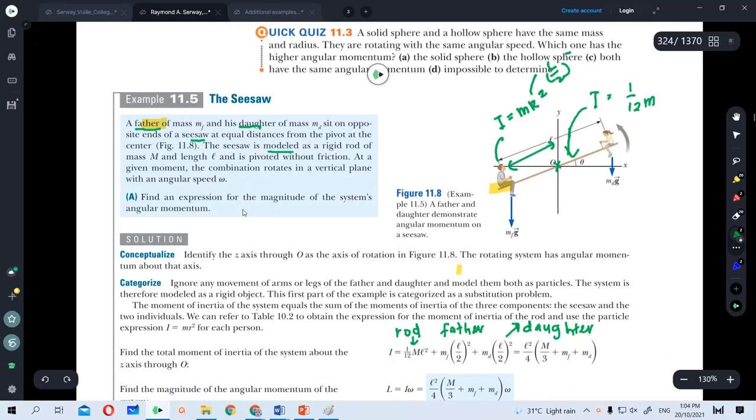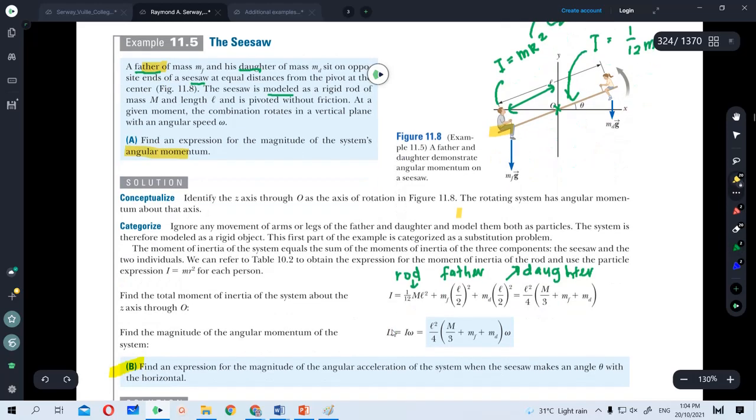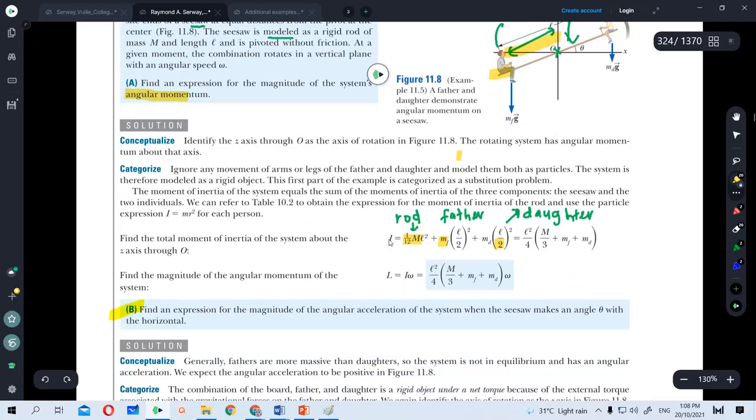Therefore, for question A, find an expression for the angular momentum of the three objects together. We find that for the rod, it's 1 over 12 ml squared. For the father, the mass of the father times r squared, whereby r is half of the length, and including the daughter, which is length over 2. Now, the total moment of inertia times omega will give you the angular momentum for the three objects.